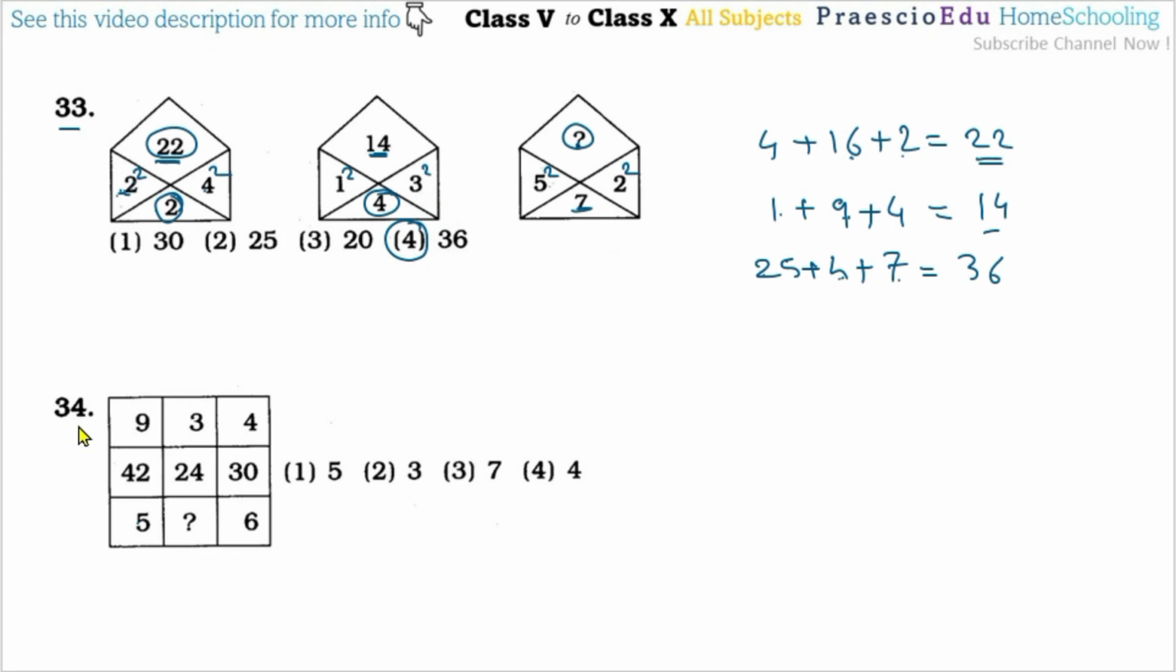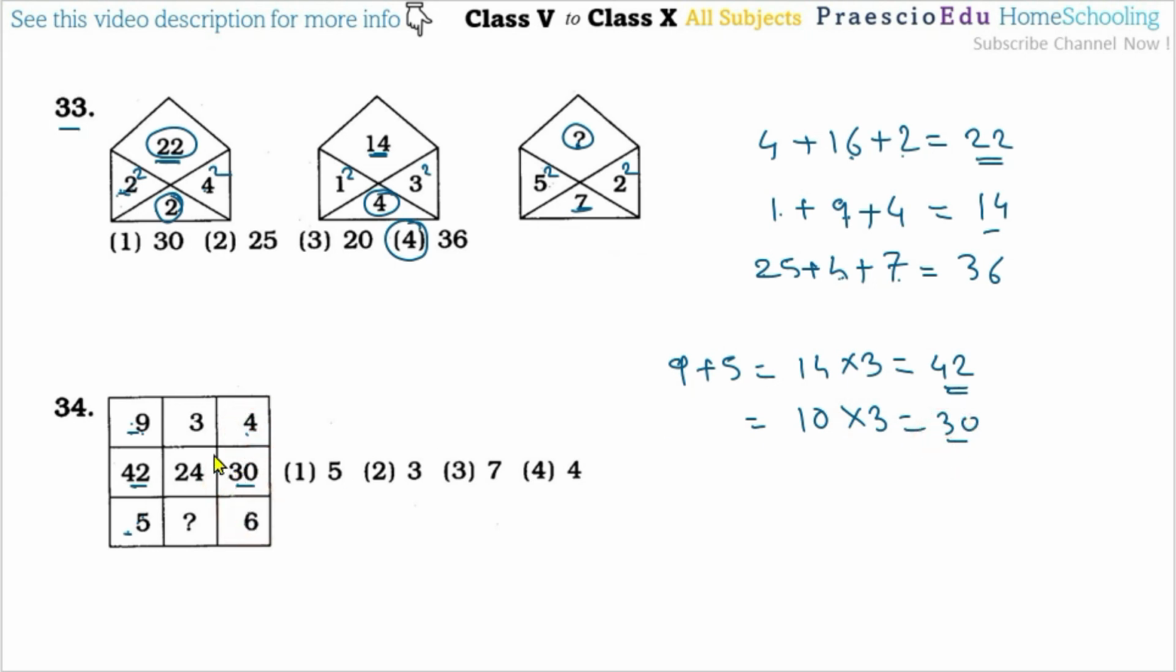So question number 34. So this number vertically, 9, and at the bottom this is 5. So 9 plus 5, we are getting 14, and if we multiply this 14 by 3, we are getting 42, and this is present in between these two numbers 9 and 5. So same, we will check for this one. So 4 plus this 6, that is 10, and 10 multiplied by 3, that is 30, and this 30 is present in between these two numbers 4 and 6.